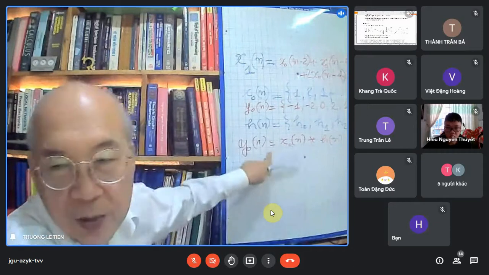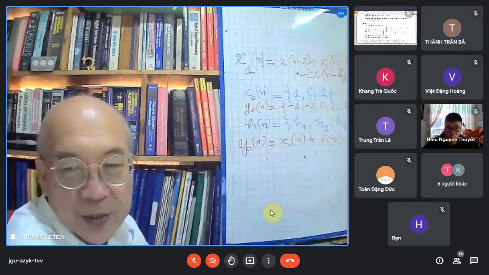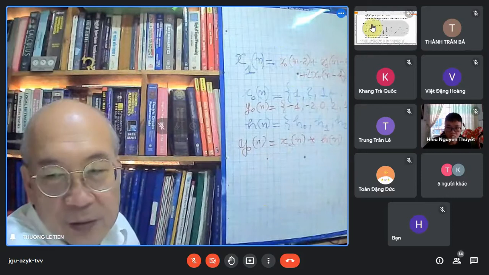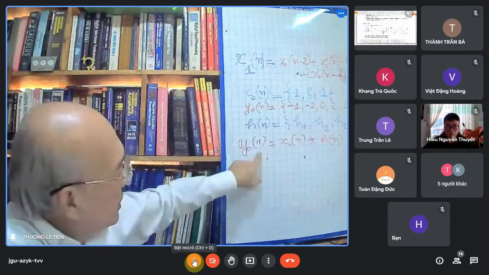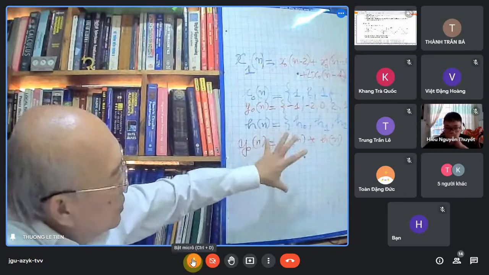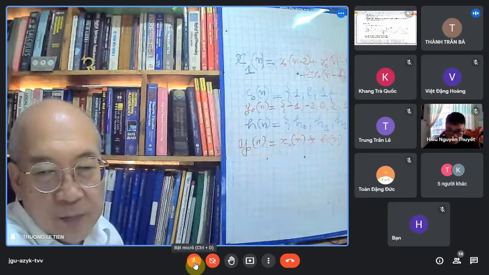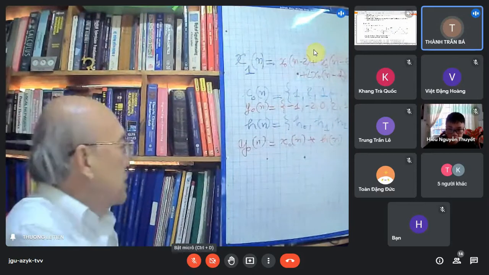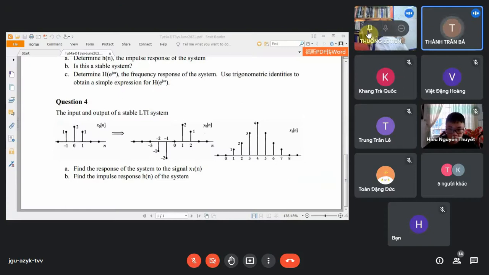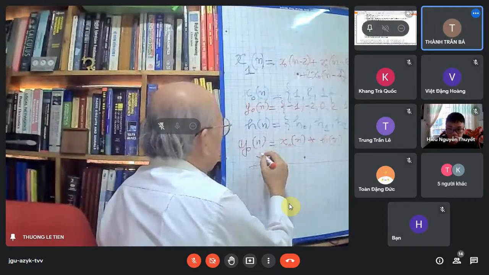How can we find out Y0 to this? By what methods? I think we use a convolution table, and then we will get the system of equations, and then we will find out x0, x1, x2. Okay, that's right.